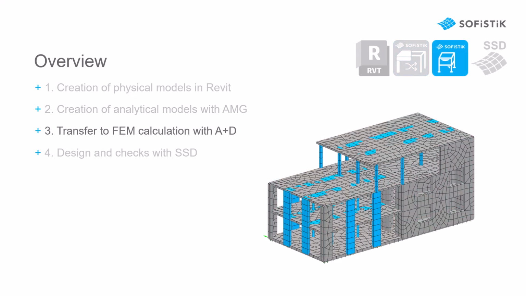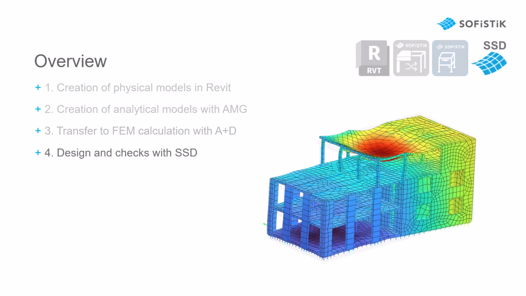In the third step, the model will be refined using SOFiSTiK Analysis and Design. Actions, loads, cross-sections and materials will be reviewed and members positioned inside Revit. Finally, the model will be exported to the SOFiSTiK Structural Desktop, or in short, SSD, to mesh the structure and perform structural analysis, designs and checks.